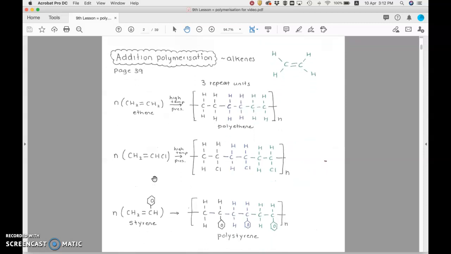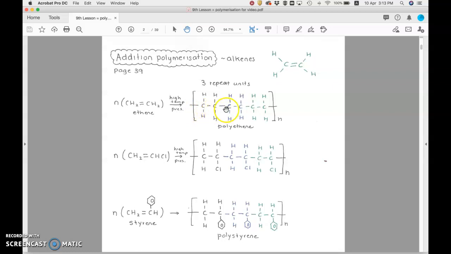So a recap from level 2. Level 2 involved addition polymerization. For this type of polymerization, you need your monomers to have a double bond. What happens is that double bond breaks and enables it to join onto a neighboring monomer, whose double bond also breaks, enabling it to join onto an adjacent. And so you form this very long chain of what were ethene monomers.